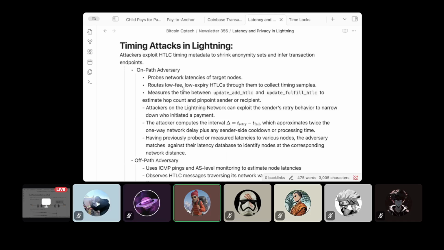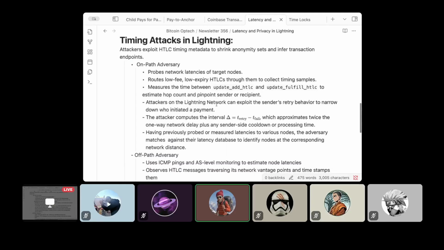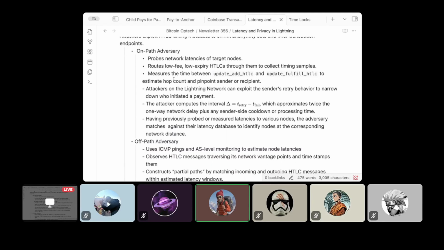So what he does is that he measures the time between the update add HTLC and the update fulfill or update fail HTLC message. This can give him an estimate of the hop count, and he can pinpoint the sender or recipient based upon his idea of the whole network's topology.